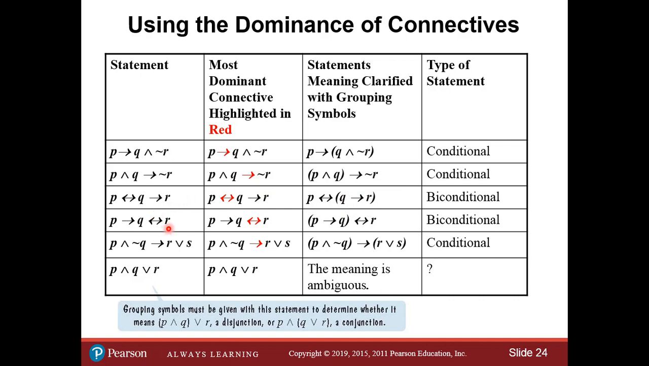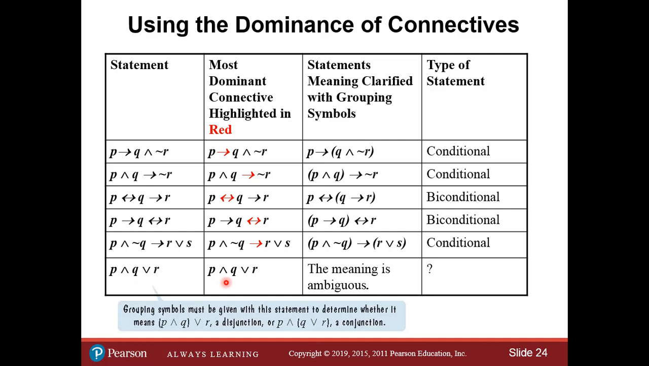Likewise here, this tells us that this is the most dominant, so these two are going to be grouped together. Now in this case here, we've got the most dominant one here, so these two and these two are going to be grouped together, and it's a conditional.